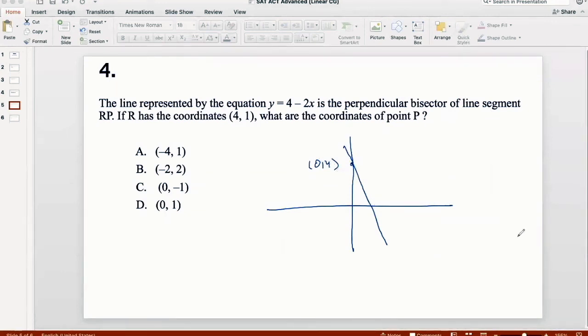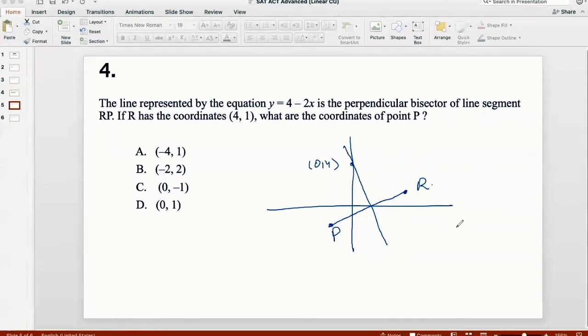Now, it is the perpendicular bisector of line segment RP, and R has the coordinates (4, 1). So this is (4, 1), this is R. So let's say that this looks something like this, right? And this is P, right? So we need to find the coordinates of P, right?